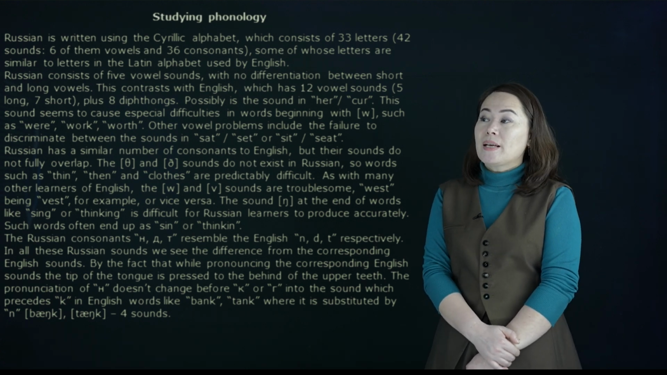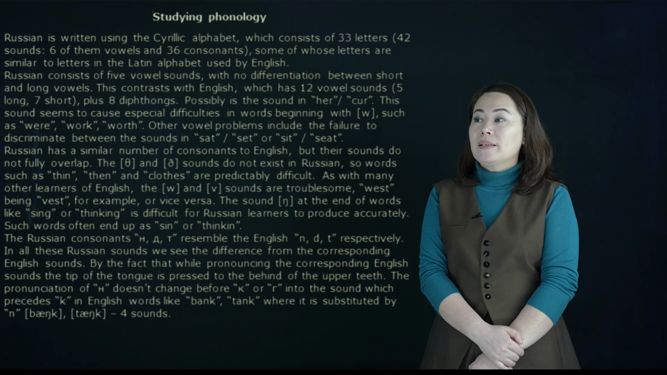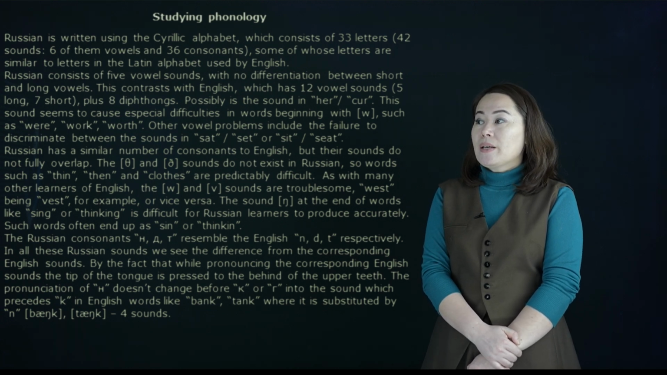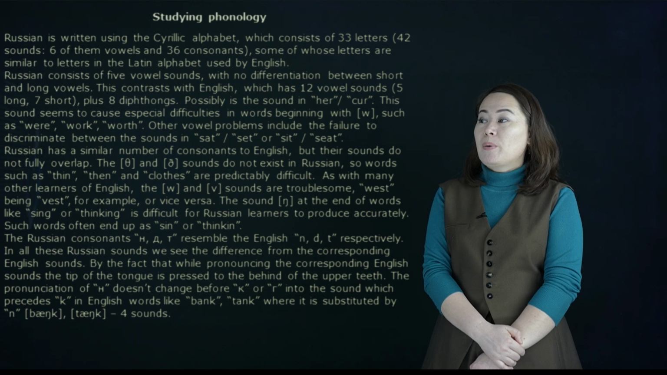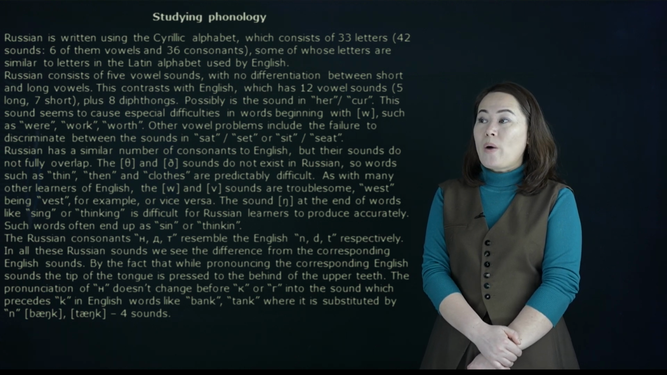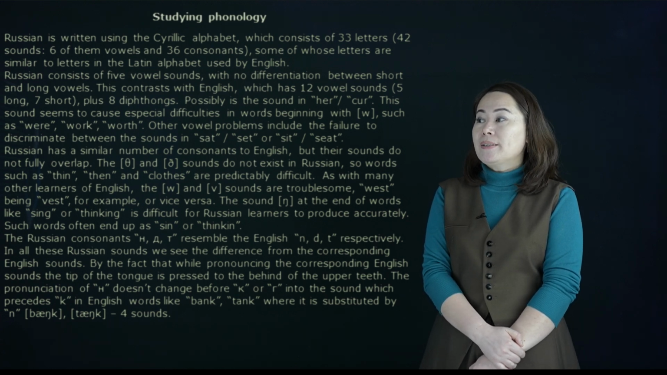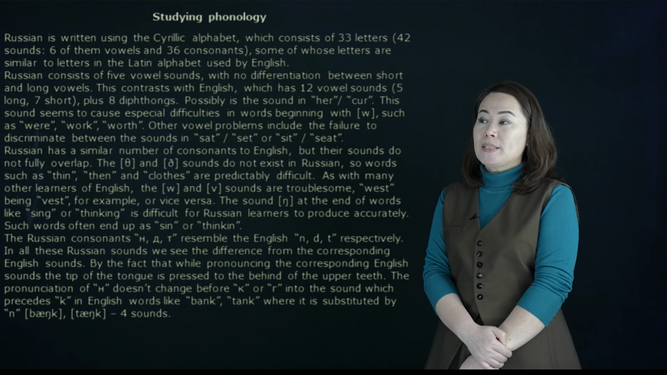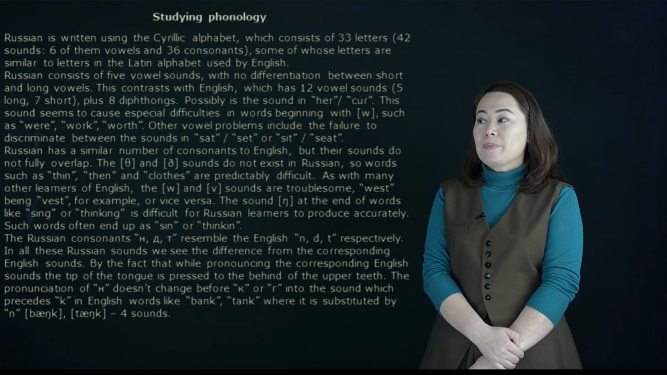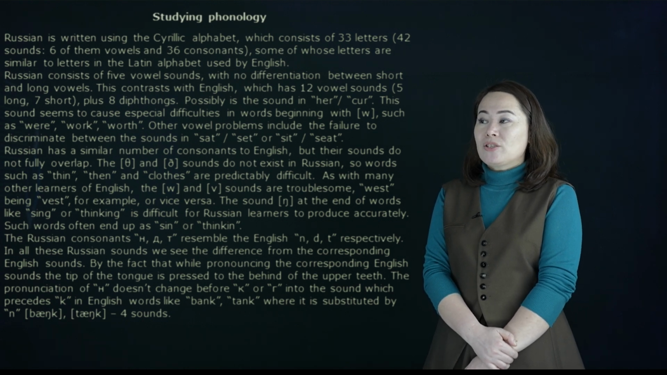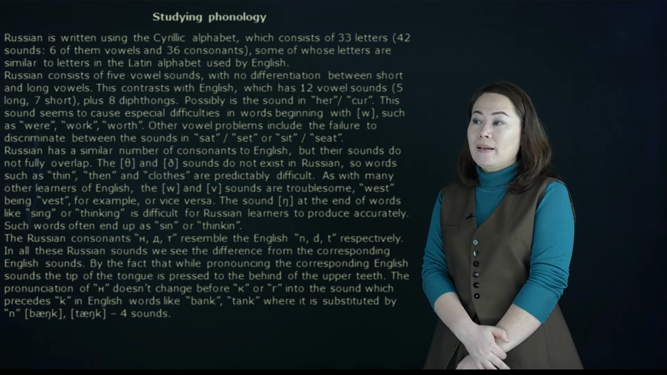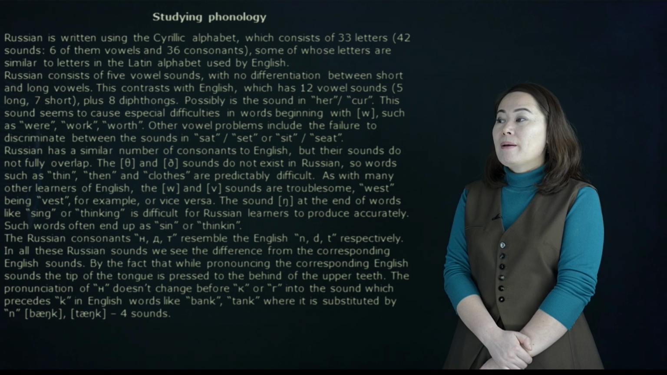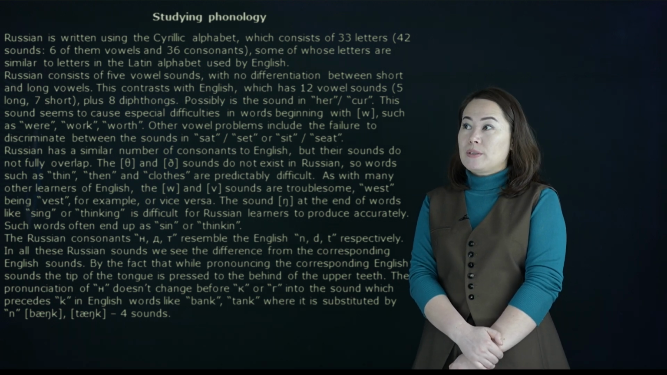The Russian consonants d and t resemble the English d and t respectively. In all these Russian sounds, we see the difference from the corresponding English sound in the fact that while pronouncing the corresponding English sound, the tip of the tongue is pressed to the back of the upper teeth. The pronunciation of n doesn't change before k or g into the sound which precedes a k in English words like bank, tank, where it is substituted by the n sound in Russian.